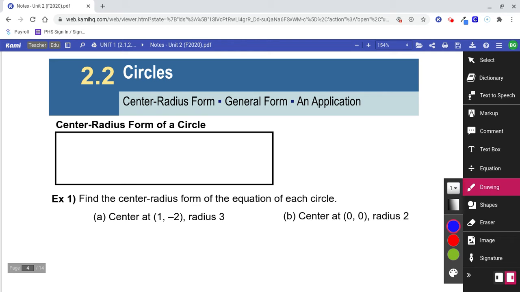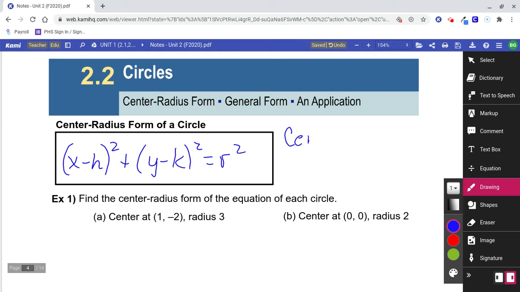2.2 circles. We're going to start with a formula for center radius form of a circle. We've got quantity x minus h squared plus quantity y minus k squared equals r squared. And what's nice about this form is you can easily see the center and the radius of the circle. The center is given by the point (h, k), and those are going to be numbers, and you're going to be able to see it really quickly.